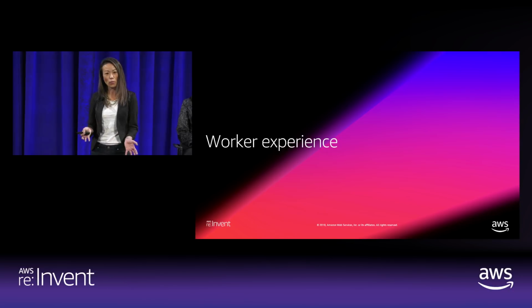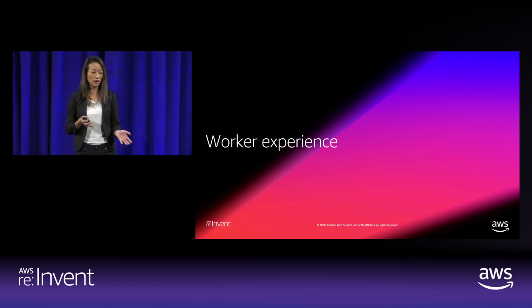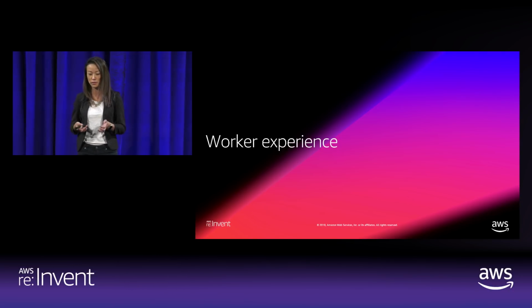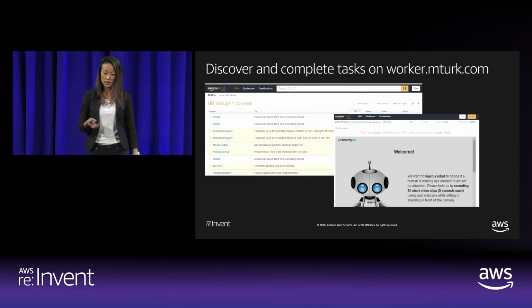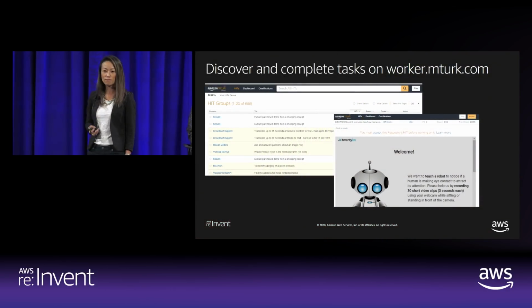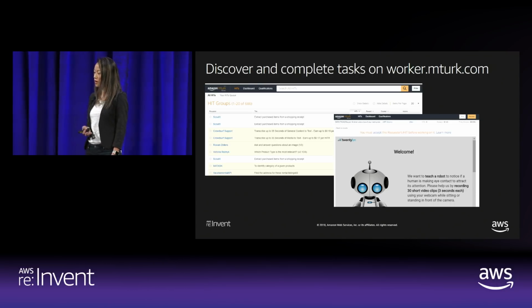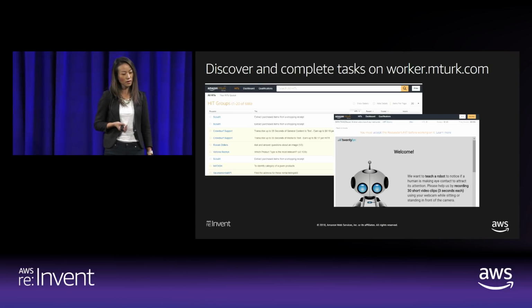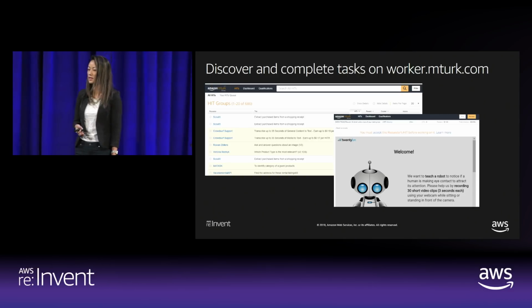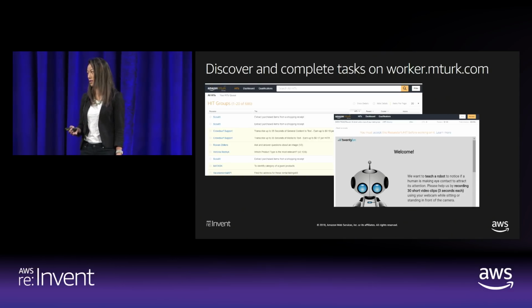So we talked a little bit about what the requester experience is like. Now let's talk a little bit about the worker experience. So workers can go to worker.mturk.com. They sign up to become a worker. And from there, they can search and browse for a list of tasks they want to work on. And they can spend a few minutes or a few hours, it's really up to them, and they can work on tasks that they find interesting.